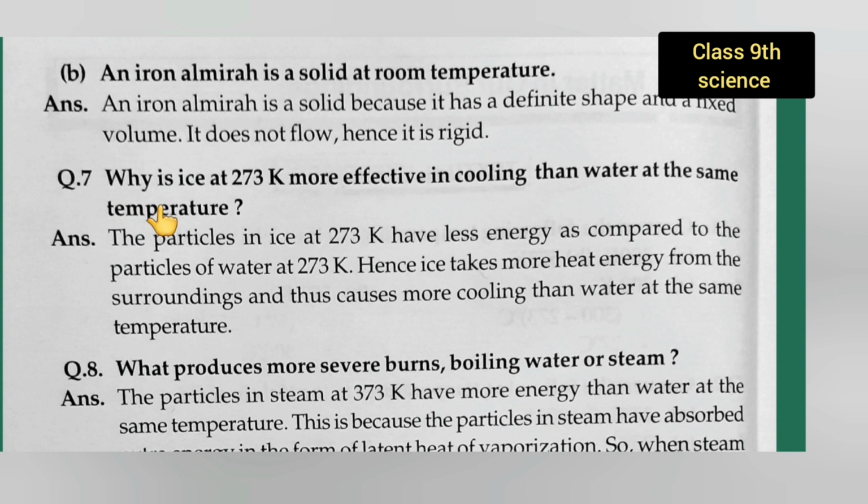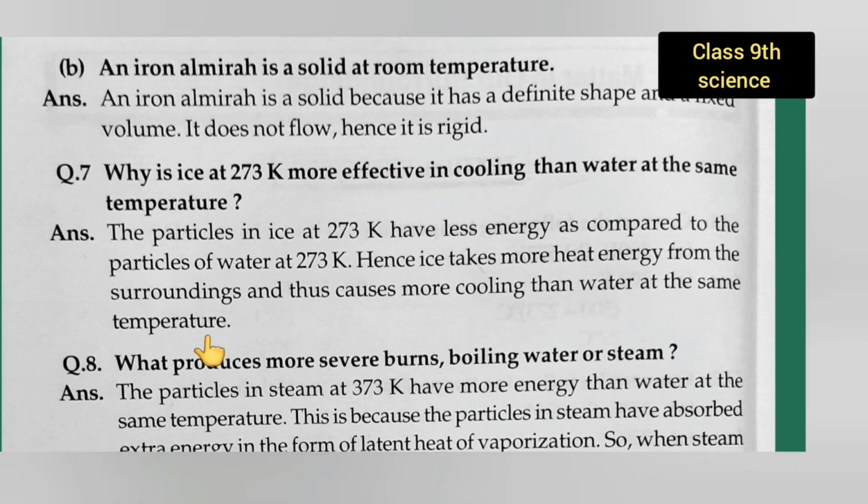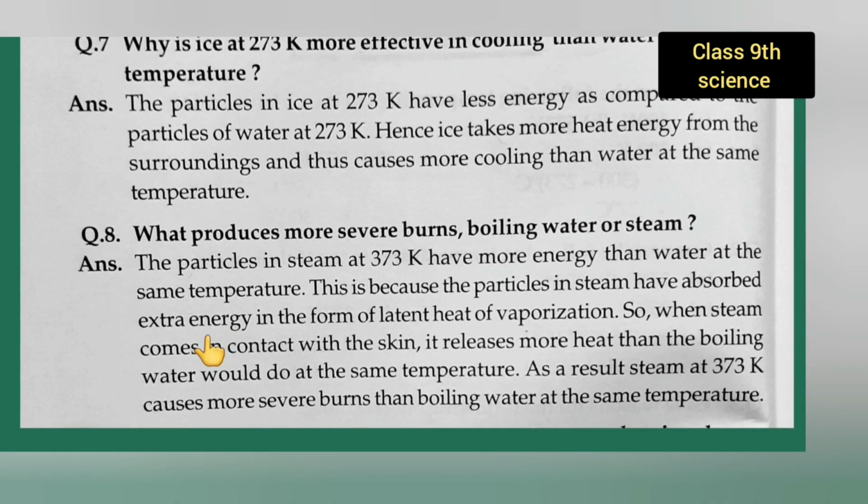I hope you all can see this clearly. Why is ice at 273 Kelvin more effective in cooling than water at the same temperature? Okay. So the particles in ice at 273 Kelvin have less energy as compared to the particles of water at 273 Kelvin. Hence ice takes more heat energy from the surrounding and thus causes more cooling than water at the same temperature. Okay, moving towards the next question.